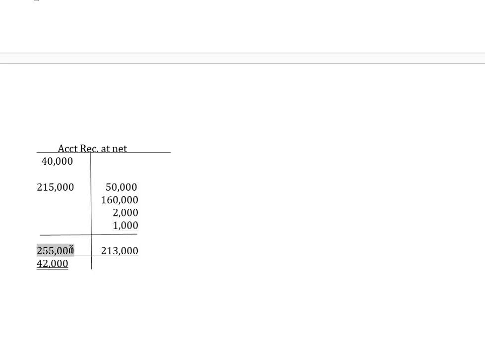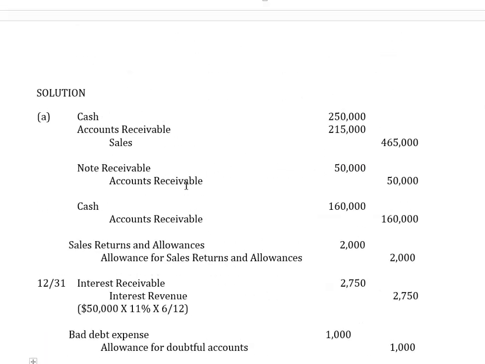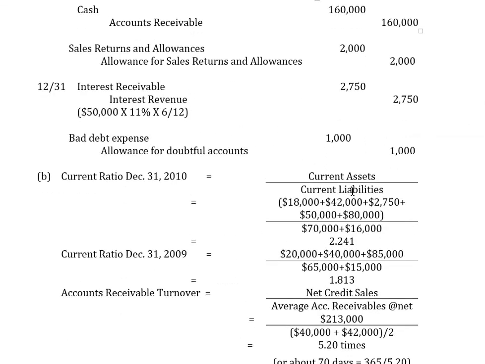So if we total the debits and total the credits, we see we have $255,000 in the debit column and $213,000 in the credit column. So at net, that's giving us $42,000. So that's the amount here that we have for our accounts receivable at net. Now, the $50,000 that you see here would be for your note receivable that you created during the year when you exchanged the account receivable for the note. So that balance is here.